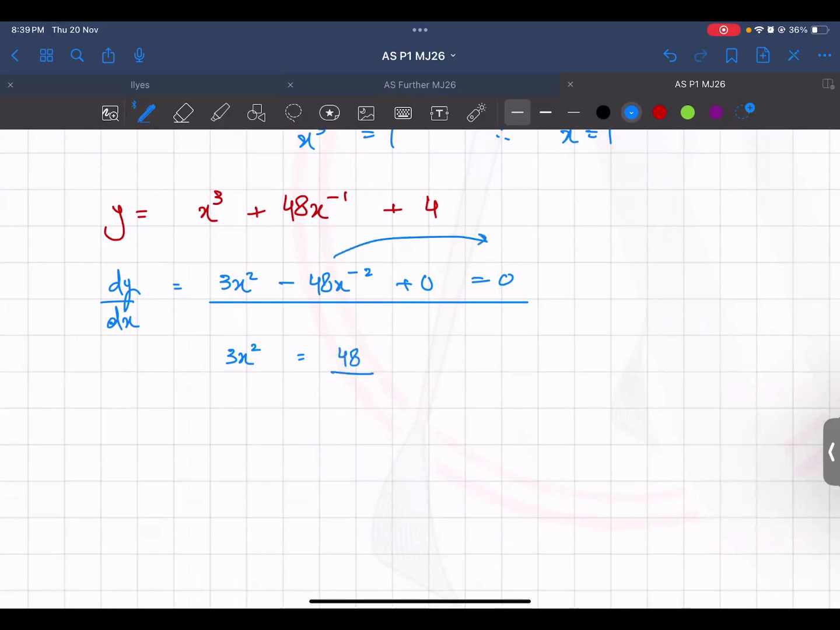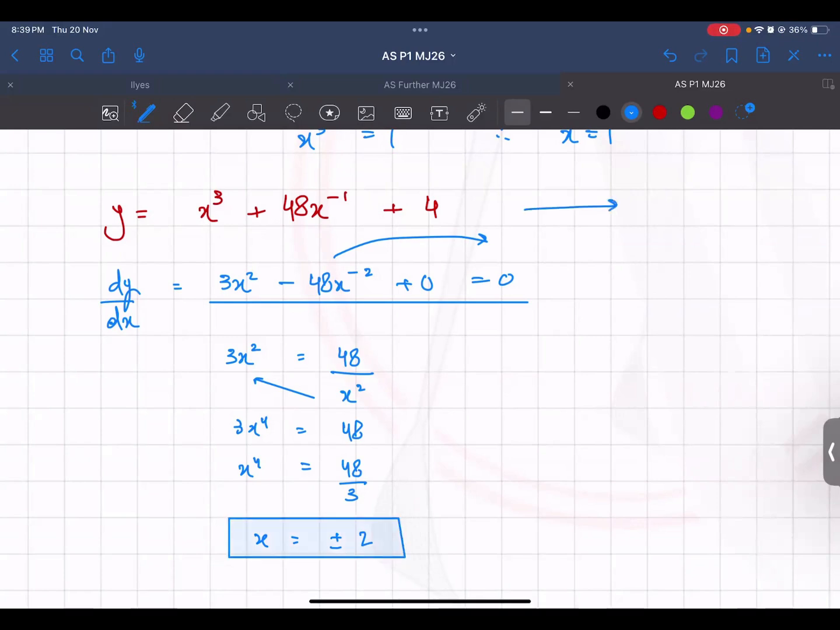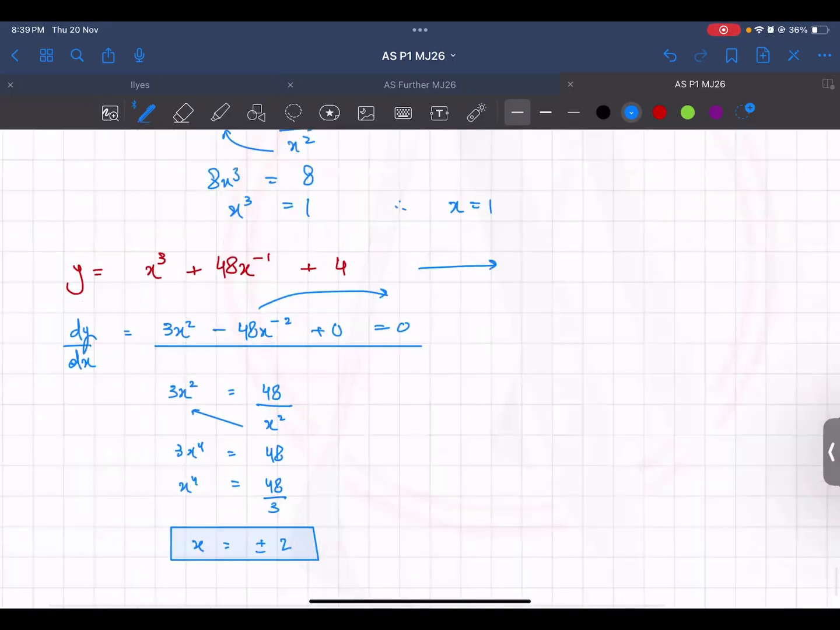So 48 upon x square. This would go over there and multiply. So 3x power 4 is equals to 48. X power 4 is equals to 48 upon 3. Sorry, 48 upon 3, 16. So x will be 4th root of 16, which will be plus minus 2. And then you will find two values of y because you have found two values of x. So there are two turning points.